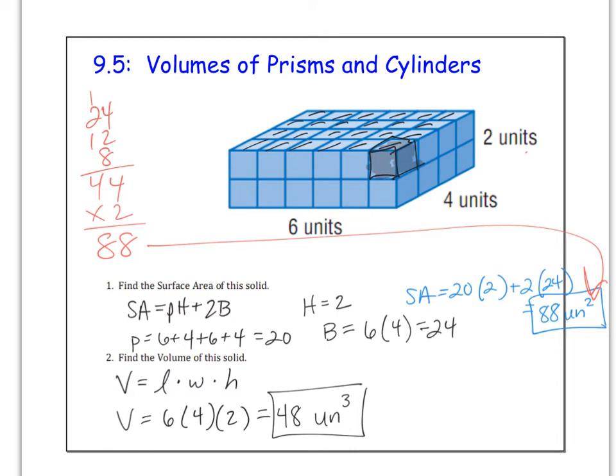Well, there would be 24 cubes on the bottom layer as well, and 24 plus 24 is 48. In other words, it literally would take 48 cubes to build this object. Is it starting to make sense where the labels come from? It would take 88 squares to cover the outside, and it would take 48 cubes to build this object.